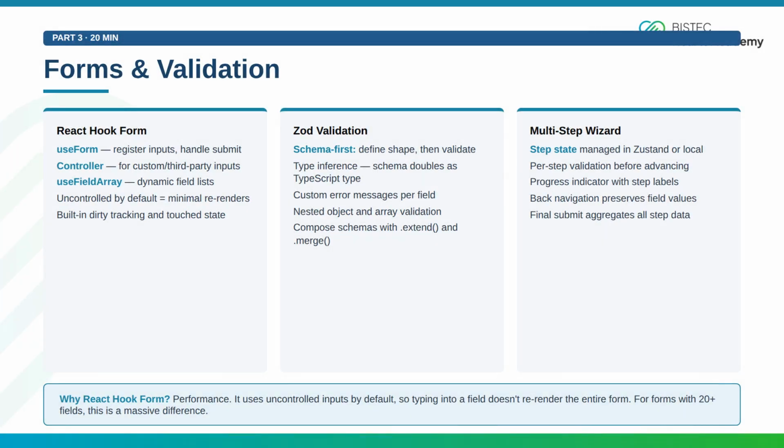20 minutes for forms. React Hook Form is the library of choice because of performance. It uses uncontrolled inputs by default, which means typing into a field doesn't re-render the entire form. For forms with many fields, this is a massive performance difference compared to controlled inputs.